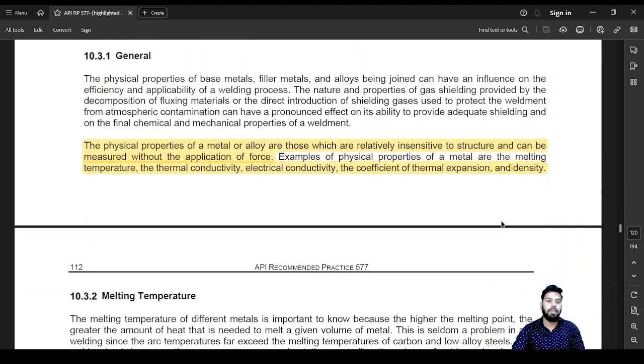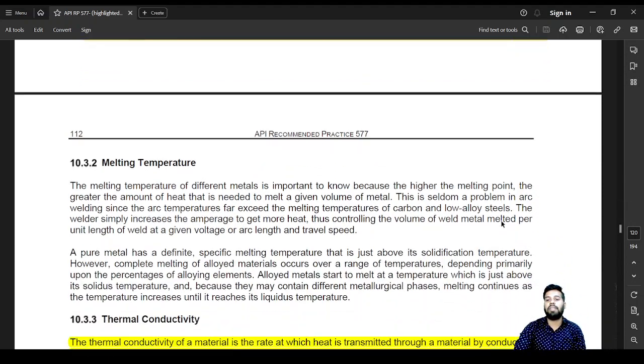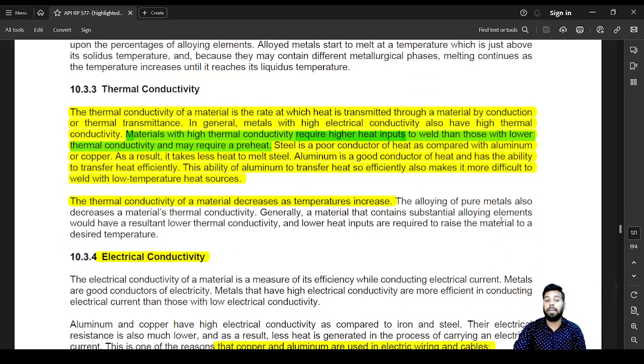Physical properties. The physical properties of a metal or alloy are those which are relatively insensitive to the structure and can be measured without the application of force. Examples of physical properties of a metal are melting temperature, thermal conductivity, electrical conductivity, coefficient of thermal expansion and density. So melting temperature, we don't need to understand it, but thermal conductivity.